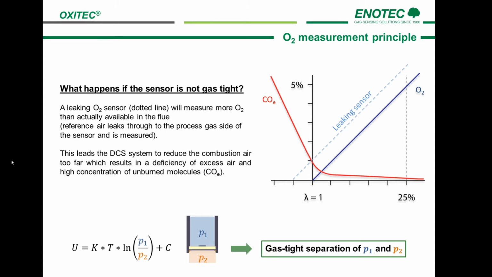In this graph, the actual O2 excess is shown, and the dotted line shows the hypothetical measurement of a leaking sensor. The leaking sensor always measures more O2. The DCS, which is the distributed control system, the operator will falsely reduce combustion air to a prescribed value when in fact the actual excess O2 concentration is much lower. This leads then to too high CO concentrations in the duct because there is not enough O2 for complete fuel combustion.